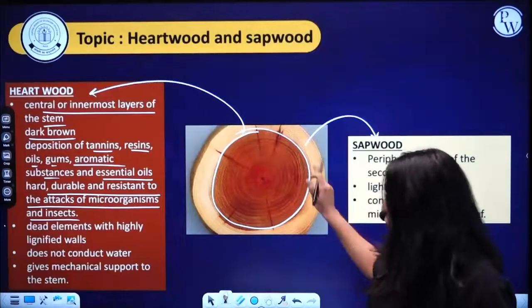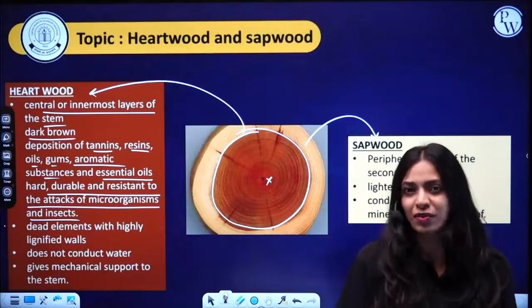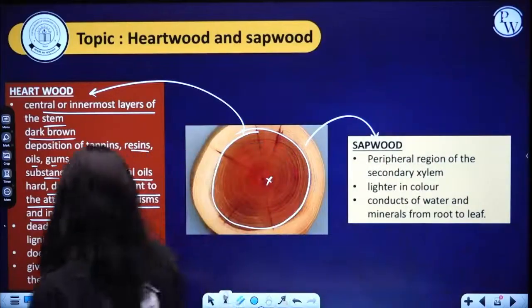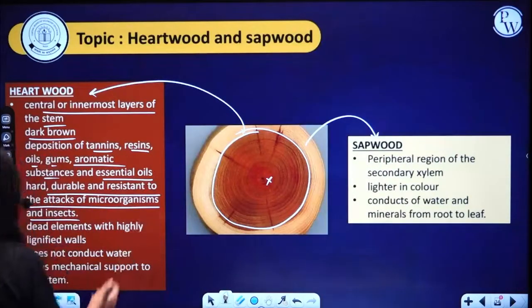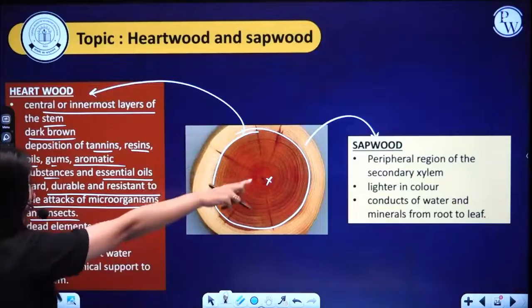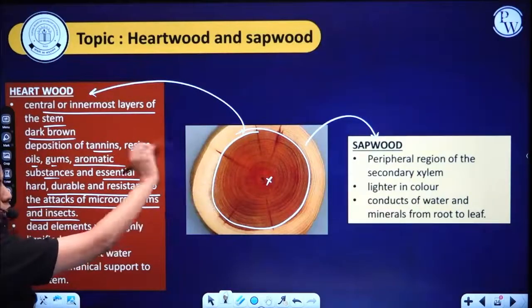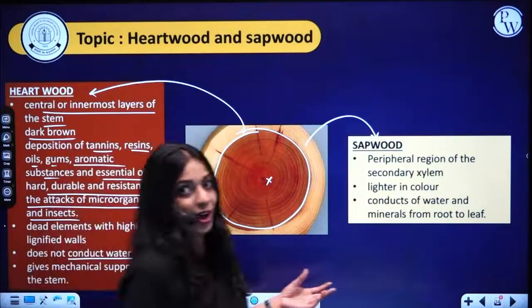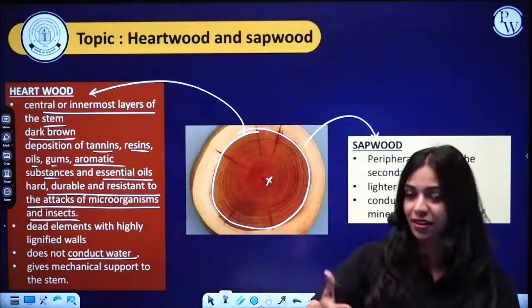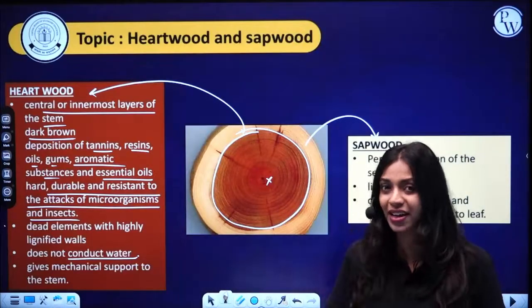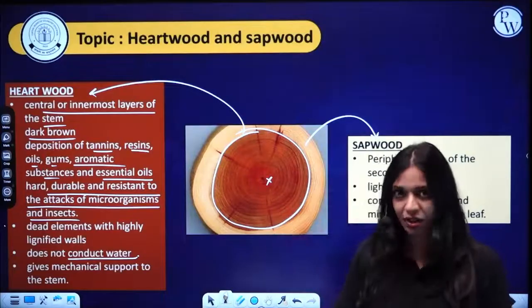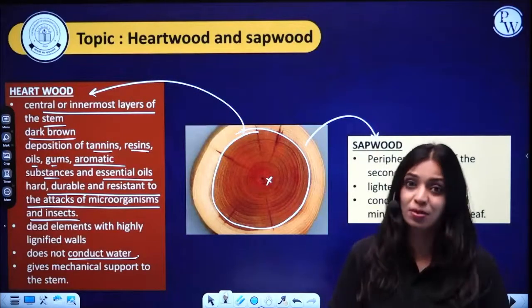And within this, whatever xylem elements are present, whatever conducting vascular bundles are present, they do not function. Okay, so they are dead elements with highly lignified walls. The xylem elements present within this are dead. They do not perform their function. Their walls are very lignified. They do not conduct water. Then what is the purpose of it? I told you that xylem has two functions. One is conduction of water. The second is that it provides mechanical support. This xylem in the heartwood does not conduct water, but it provides mechanical support to the plant.